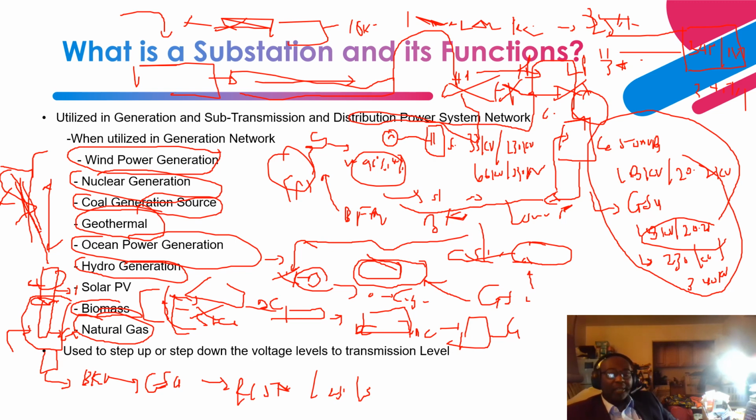On the distribution end too, you can achieve a step down condition of a substation, right? On the distribution end, you can have a 69 kV transmission level that comes in and steps the voltage down to, let's say, 12 kV, 13.8 kV, or 4.16 kV. So that is at the distribution level. At the distribution level, you can also have a substation that steps down from 4.16 kV to 480 volt level voltage. So that is the second function of a substation.